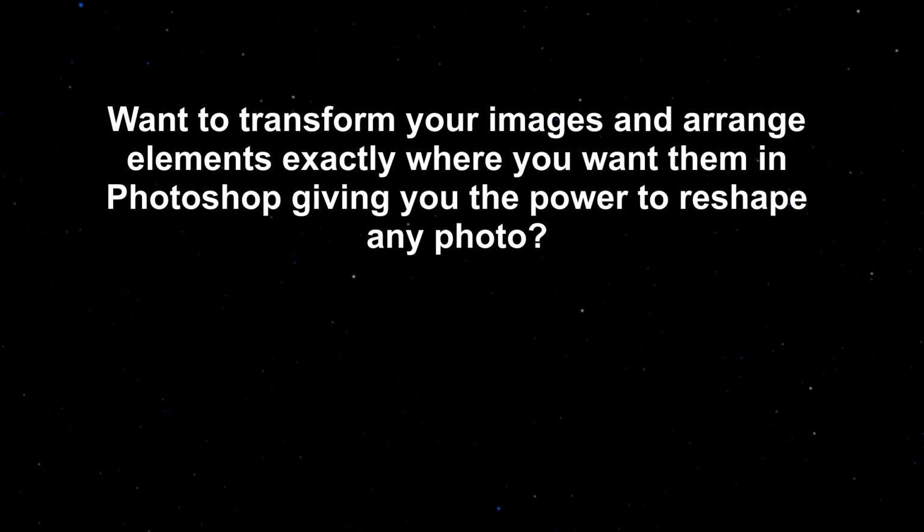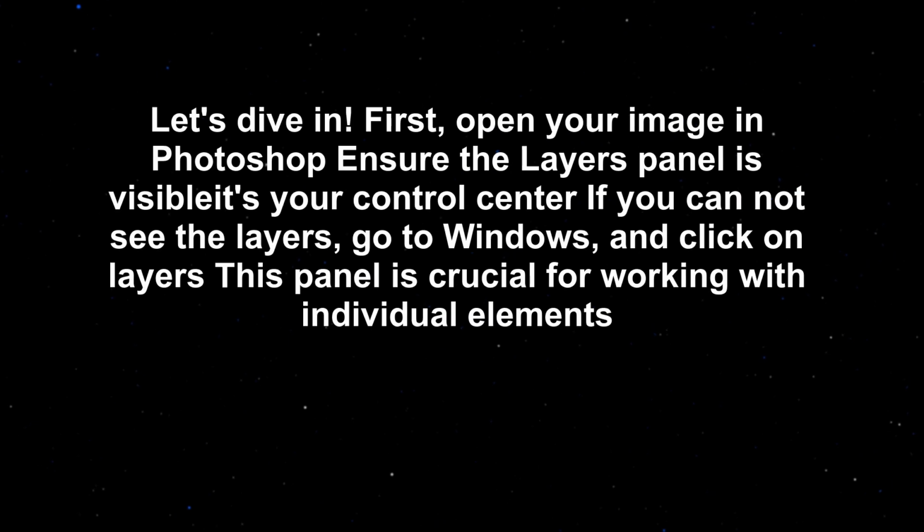Want to transform your images and arrange elements exactly where you want them in Photoshop, giving you the power to reshape any photo. Let's dive in. First, open your image in Photoshop. Ensure the Layers panel is visible. It's your control center. If you cannot see the layers, go to Windows and click on Layers. This panel is crucial for working with individual elements.